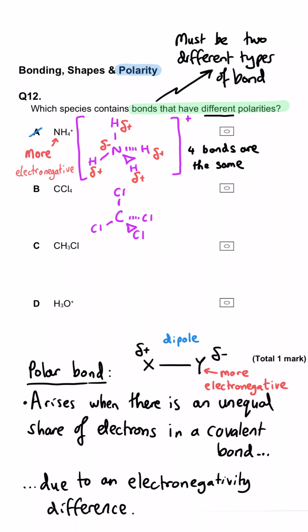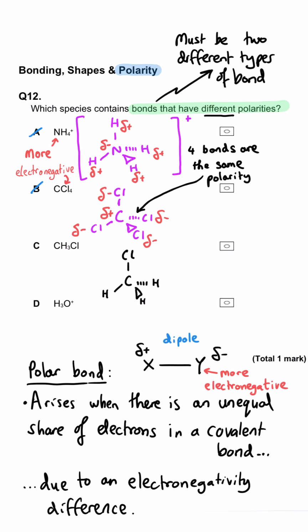And then if we move on and look at B, we've got the same situation. Chlorine is much more electronegative than carbon, but all four of the bonds are between carbon and chlorine. So whilst those bonds will also be polar, they will have the same polarity. So B again is wrong.